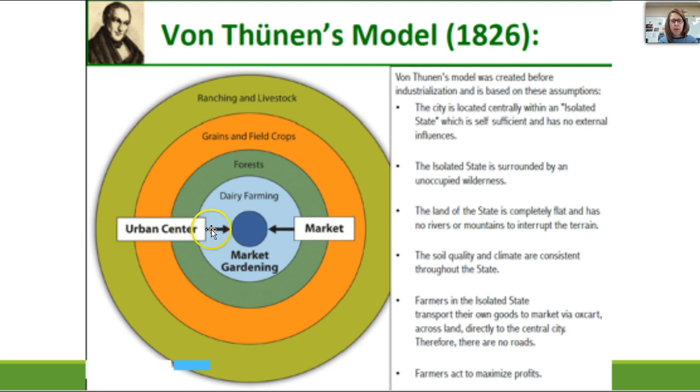And so what's going to be grown in these various rings has to do with how much it costs to transport it. So if it's really expensive to transport and it's a product for people to eat or to use in the city, you're going to want to be close to the city. If it's cheaper or if it requires a lot of land, you're going to be out further.